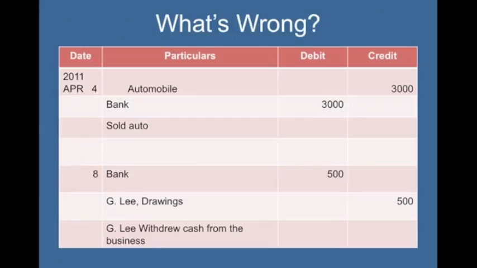In this slide, there are multiple things wrong with this journal. First of all, the indent for the credit is not done for the second transaction, while the first transaction is done for the debit and not the credit. For the first transaction, the automobile should be switched around along with the debit and credit as they're not put in the proper places. For the second transaction, the bank should be credited and drawings debited.